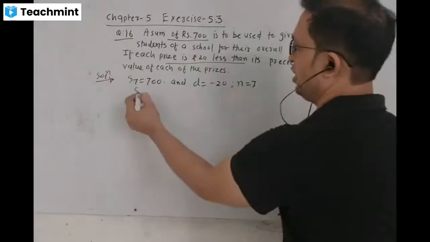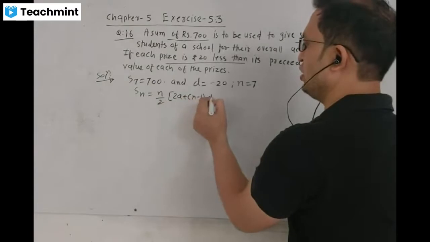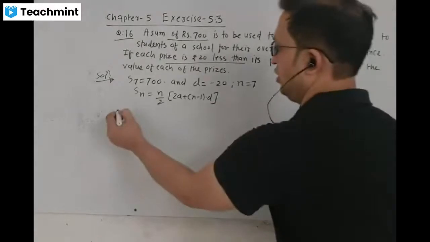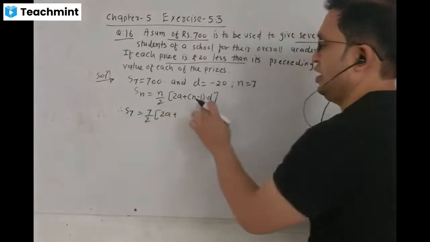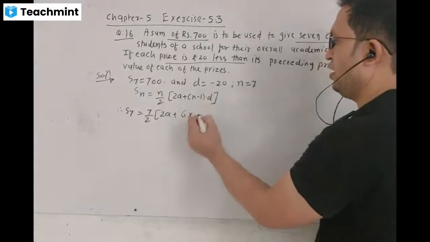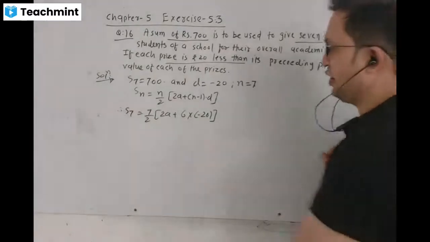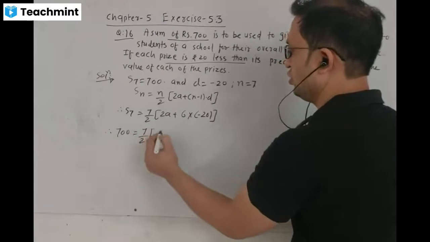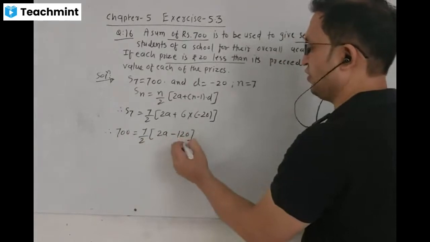To apply the formula Sn is equal to n by 2 into 2a plus n minus 1 into d. Here n is equal to 7. Therefore S7 is equal to 7 by 2 into 2a plus 7 minus 1, that is 6, into common difference, which is negative 20. S7 value is 700. 7 by 2 into 2a minus 120.